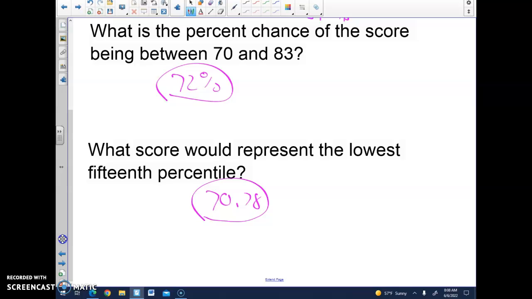So my decimal is 0.15 for my area, and then below I just type in 77.6, my average or my mean, and my standard deviation. I hit enter, and I should get my score.